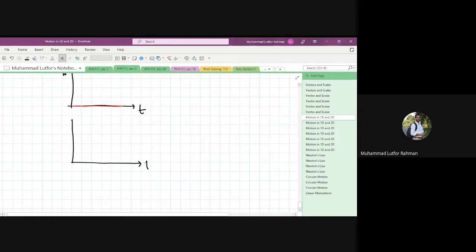So this is the time, and this is my position. What will that be? If a particle moves at a constant velocity, then what would be the position versus time curve? There'll be an x equals t line, a line in the middle.